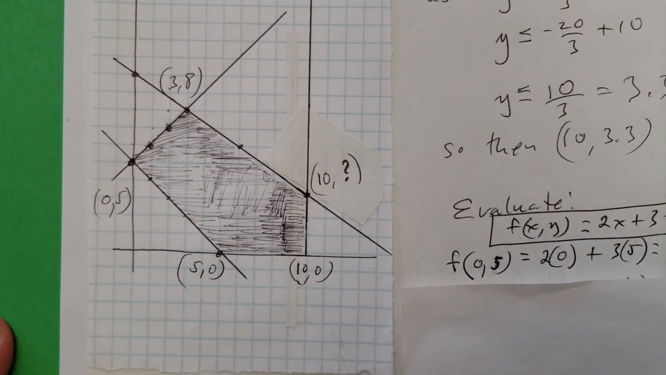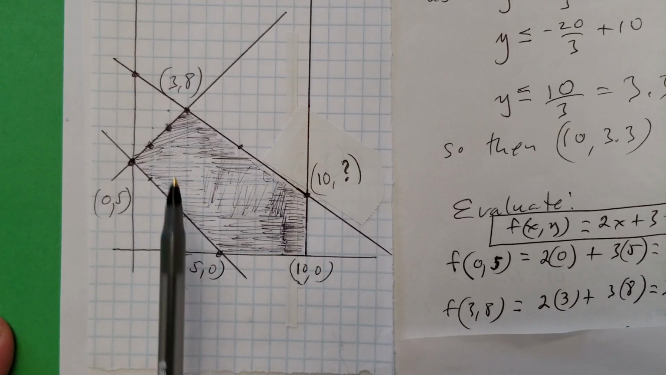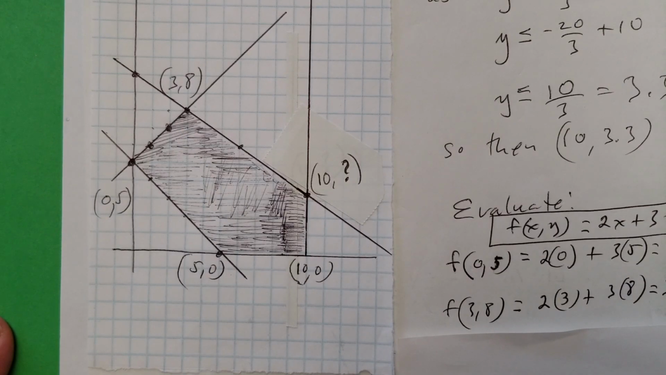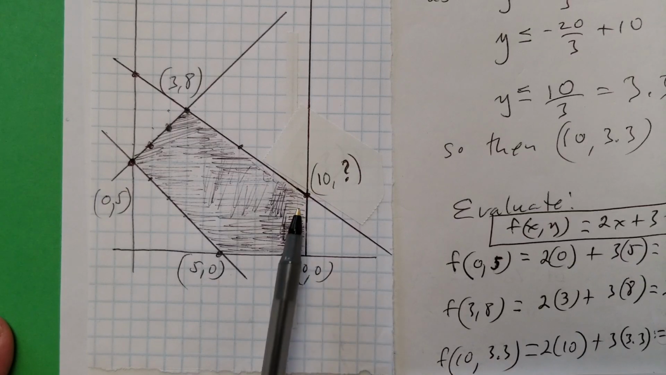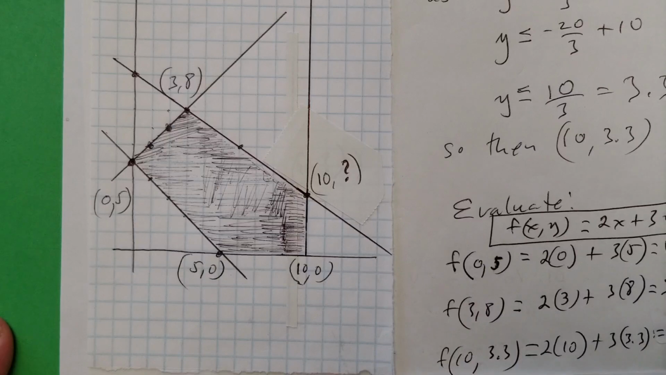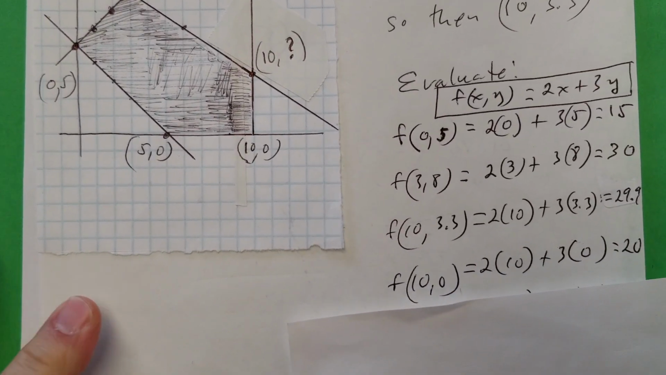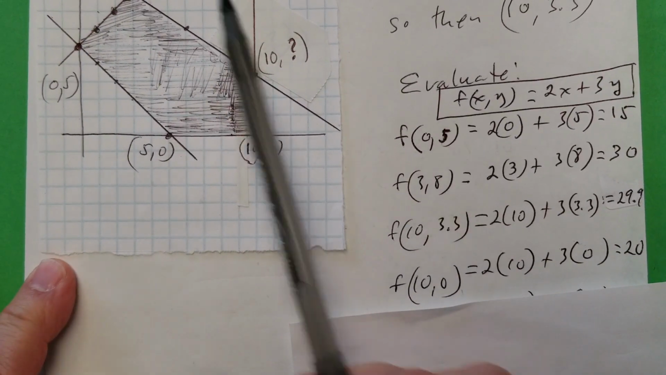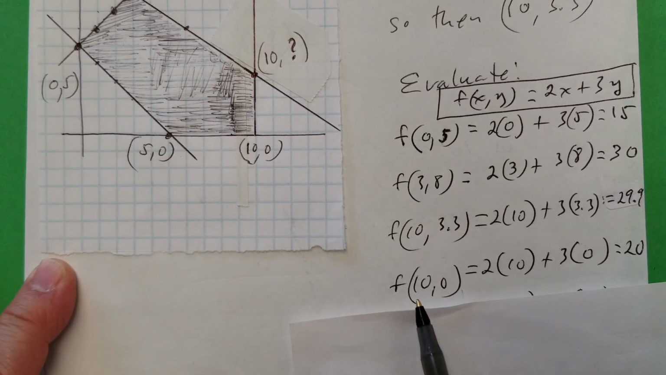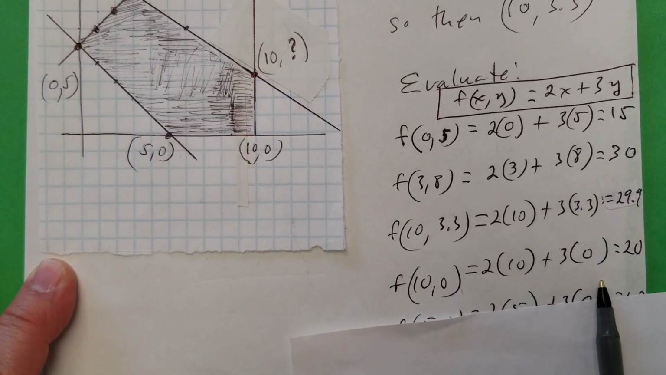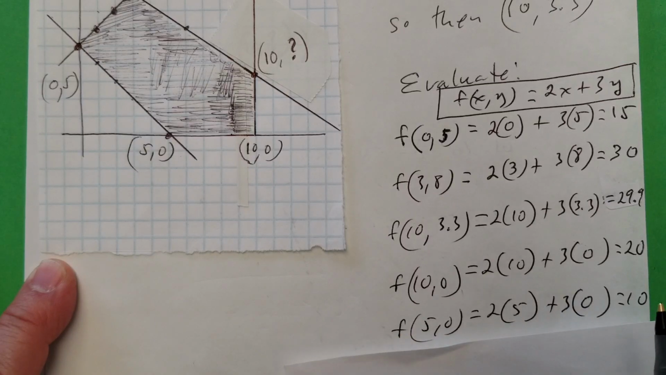So what did I do first? I did f of 0, 5. I started over here. And it gave me 15. Then I went to f of 3, 8. And it gave me 30. Then I went to f of 10, 3.3. And it gave me 29.9. Almost 30, but it is less than 30. And then I went to, let me make sure you see this. All right, so all I'm doing is plugging each corner. I'm going around this way. So f of 10, 0 gave me 20. F of 5, 0 gave me 10.